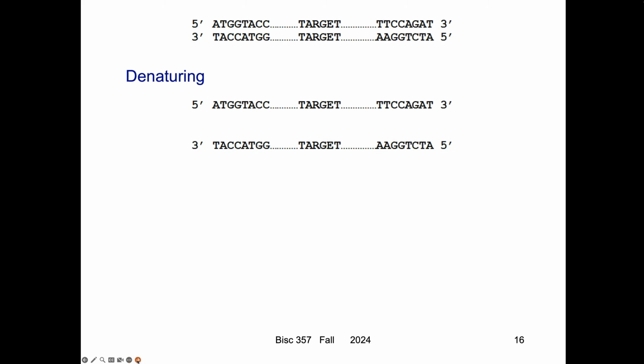Okay, so this is just a quick look. So here's a double-stranded DNA. If you were looking at this in a file, you'd only have the top strand, but I'm showing both so that hopefully it will be clearer what's going on. So at the denaturing stage, around 95 or higher, the DNA becomes single-stranded.